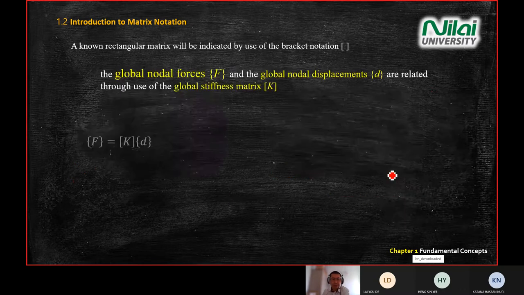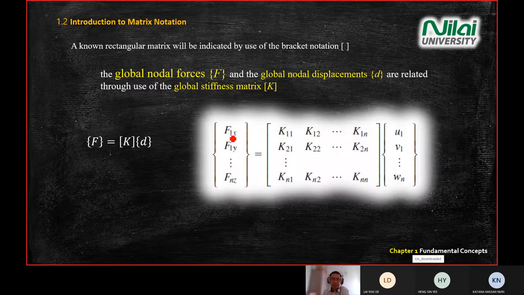Okay, then the first equation that we learned this morning is F equals K times D. F represents force, K represents the stiffness matrix, which is what you see on the screen here, stiffness matrix. D is the displacement, right? So you have F, K and D here. So this is the general matrix on the left. This is a more detailed or expanded matrix.